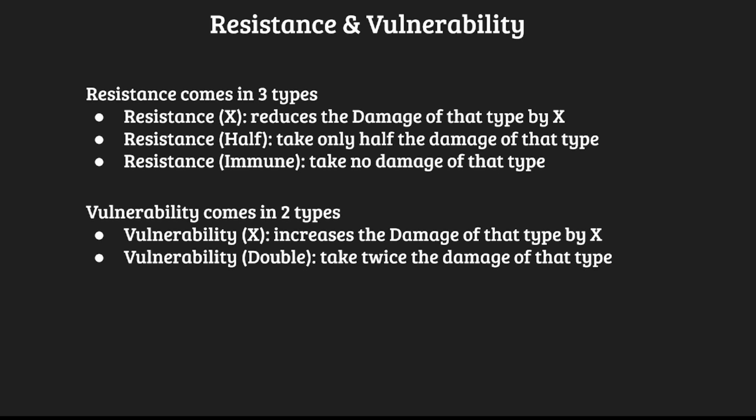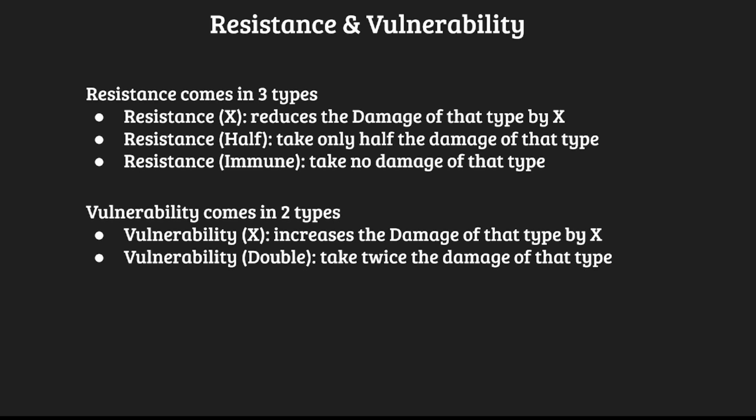There are three kinds or types of resistance. There's resistance X, where X is going to be some number, and that just reduces the damage you take of that damage type by X. So resistance 2 would reduce the damage of that type by 2. Resistance half is going to make you take only half of that damage. And remember that in DC20, half is rounded up. That's going to be very important in this video, so hold on to that. And resistance immune, where you take no damage of that type.